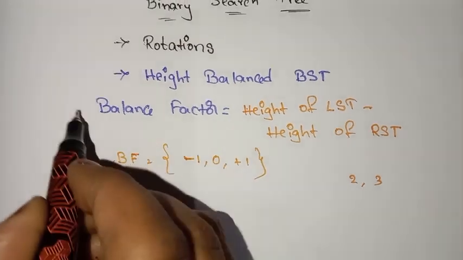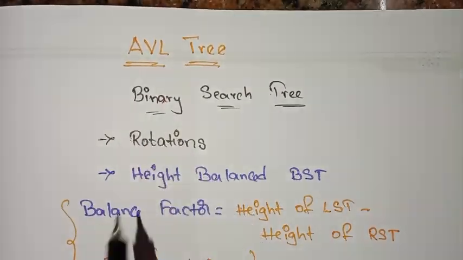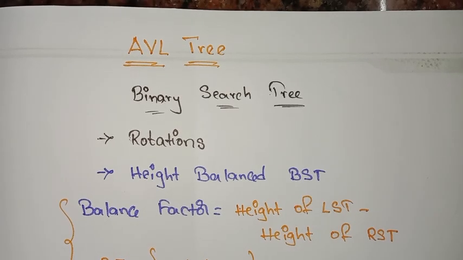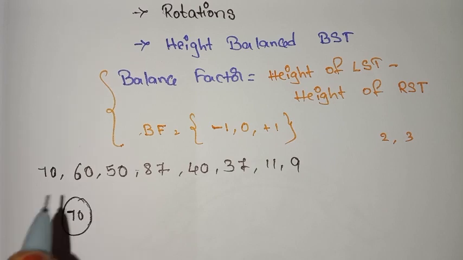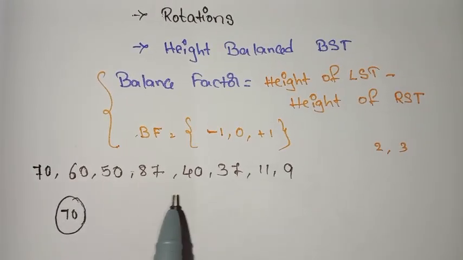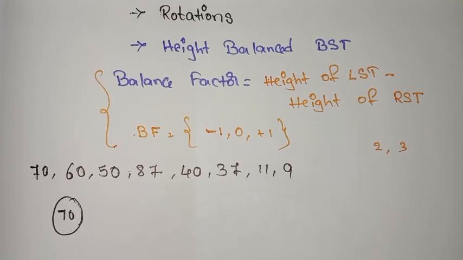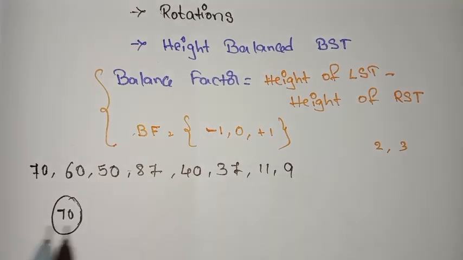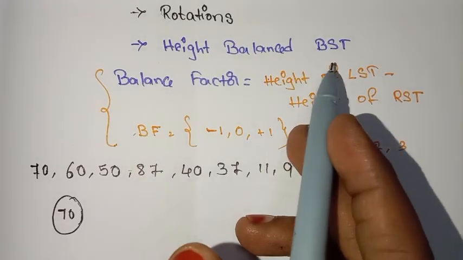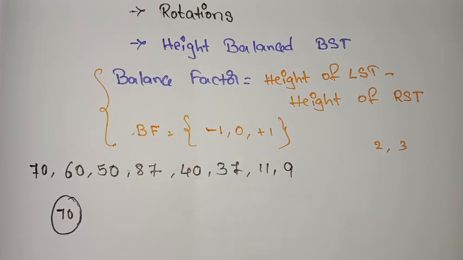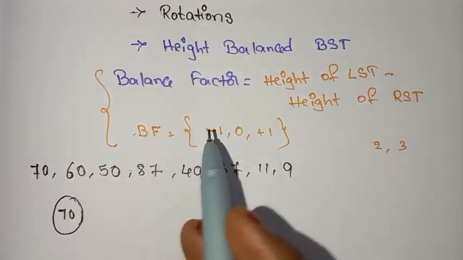To explain this balancing factor and how we are going to consider this AVL tree as a height balanced binary search tree, I will show you one example. These are my elements: 70, 60, 50, 87, 40, 37, 11 and 9. First I need to construct the tree. For an AVL tree, construction is the same as a binary search tree, but after construction we need to check the balancing factor.